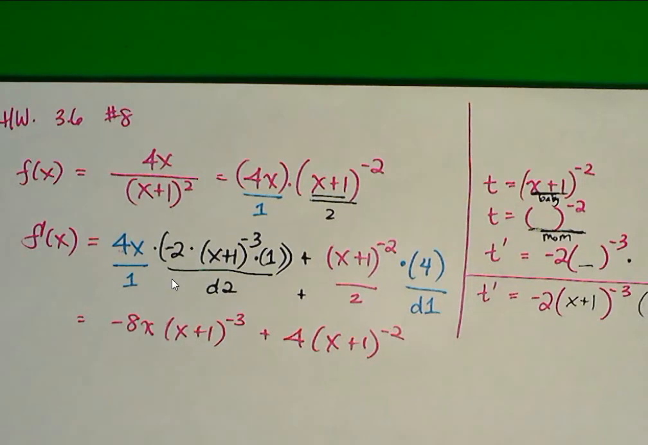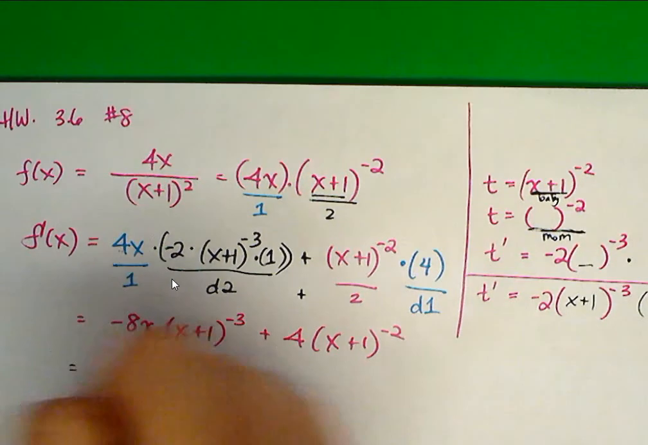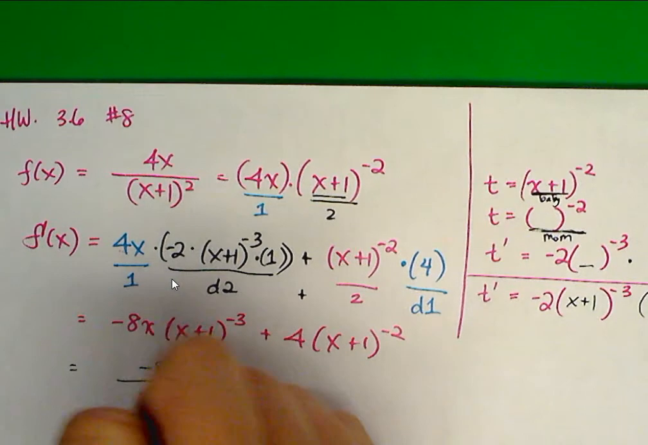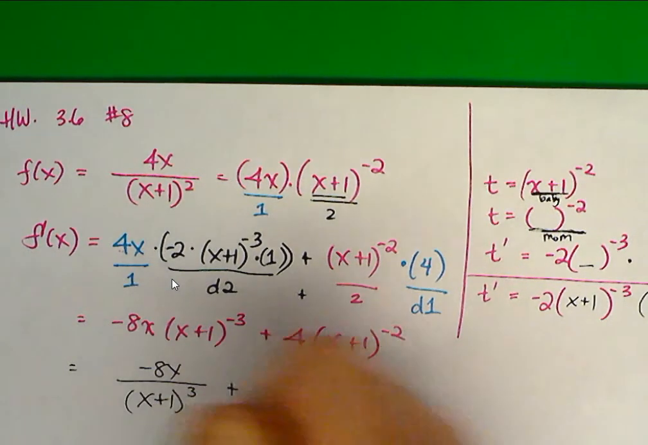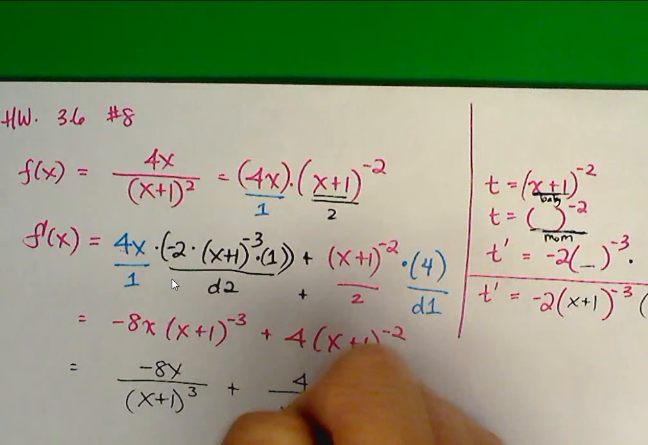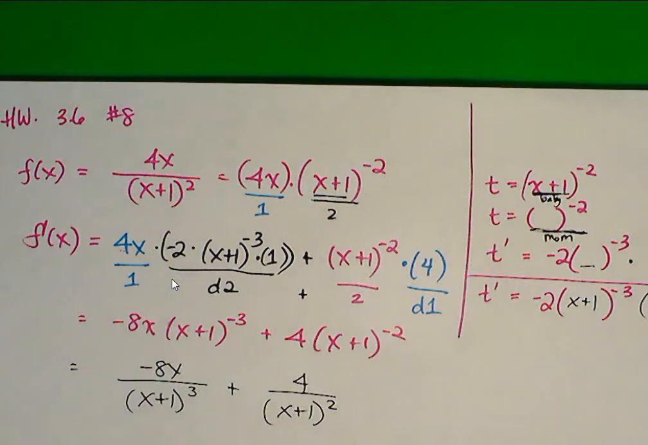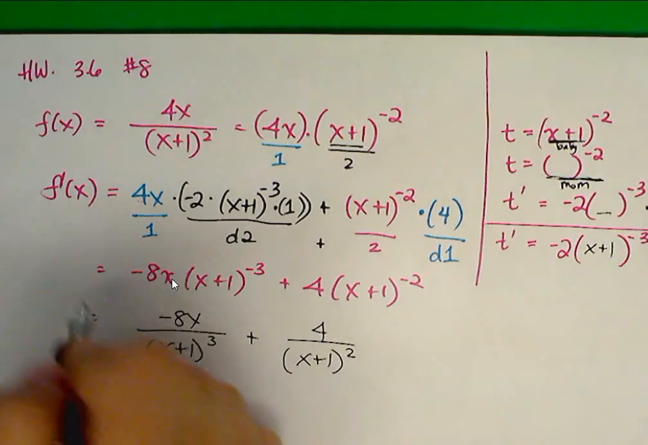Can you bring the negatives to the bottom? Like the negative exponent? You can. So you can say negative 8x over (x plus 1) to the positive third power, plus 4 over (x plus 1) to the second power. These are both acceptable.